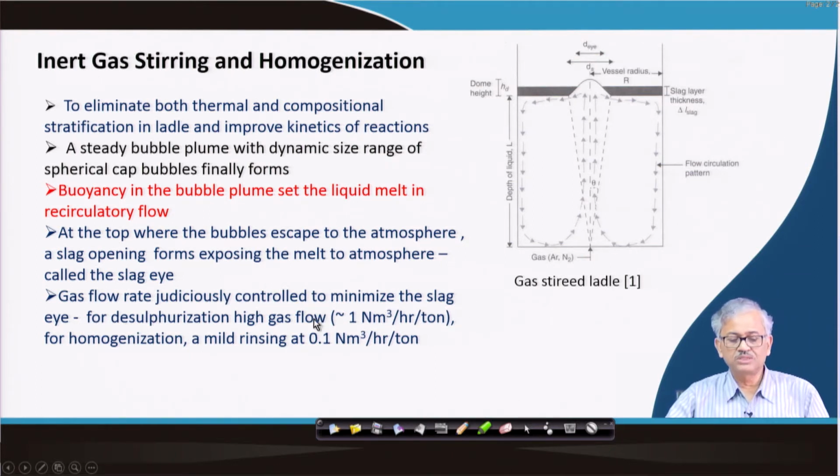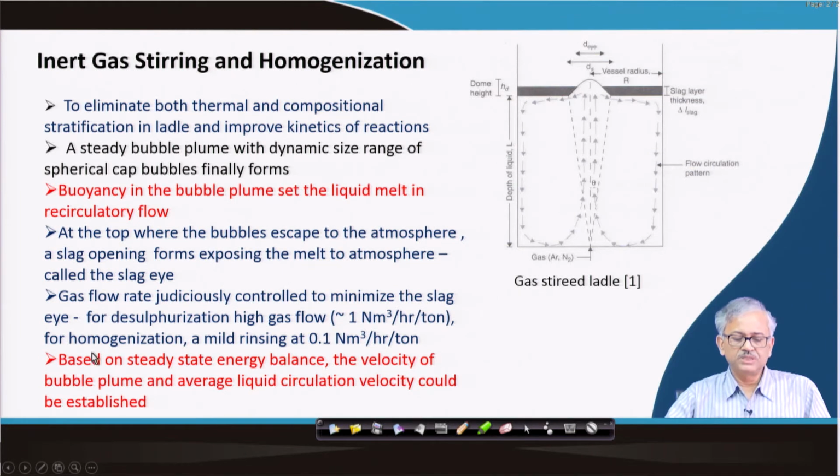And for desulfurization, we basically use a high gas flow rate, of the order of 1 normal meter cube per hour per ton. And in case of thermal or compositional homogenization, 0.1 normal meter cube per hour per ton is sufficient. So that is the way the gas flow rate is controlled to control the eye.